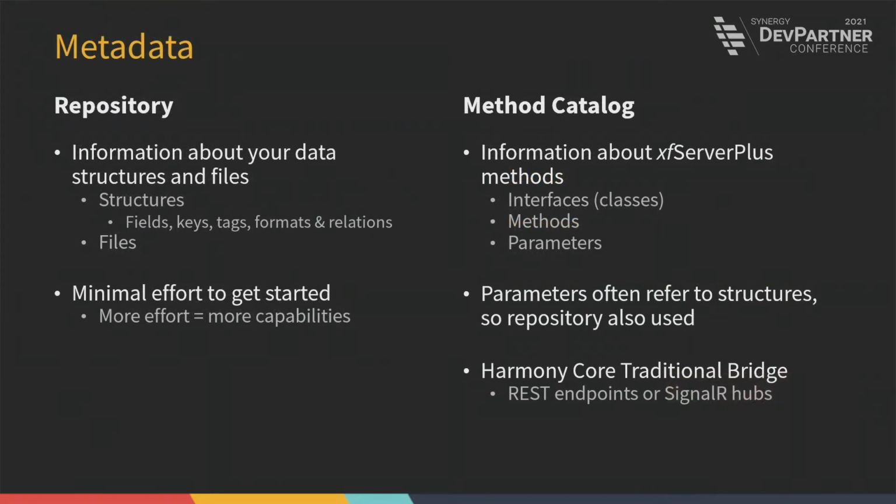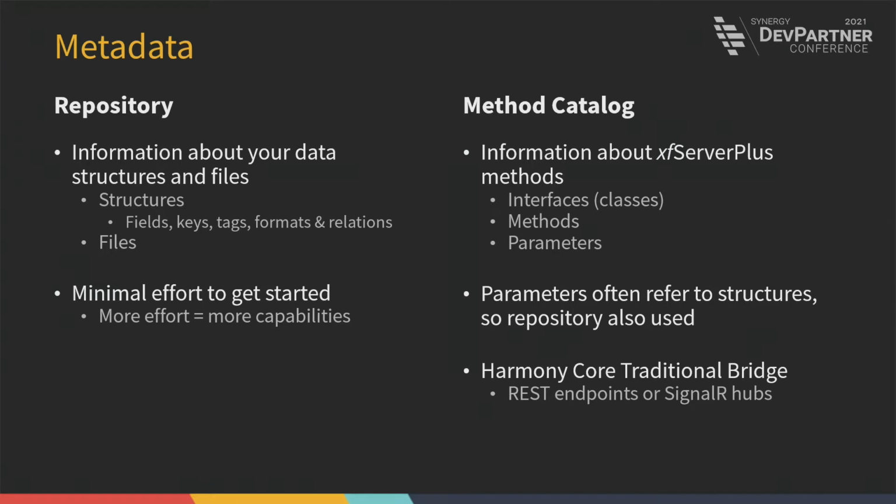Let's talk very briefly about metadata, because metadata is very important when it comes to CodeGen. The word metadata means data about data. When we're dealing with CodeGen, we really have two types of metadata that we primarily use. The most important form of metadata is a Synergy repository. So although it is possible to do some code generation without a repository, you're pretty limited in what you can do. And in almost all cases, a repository is used as the primary source of information.